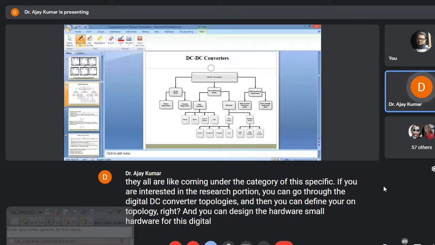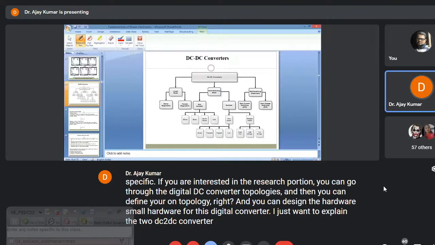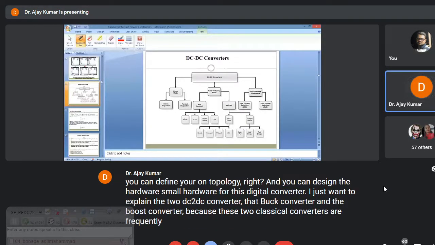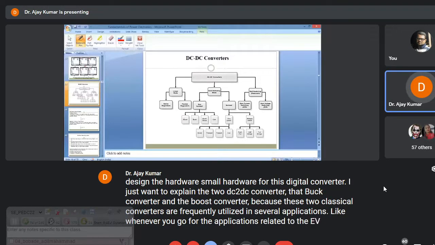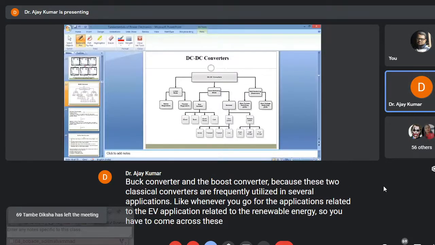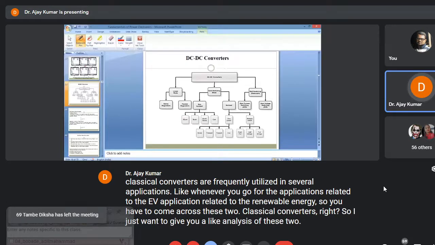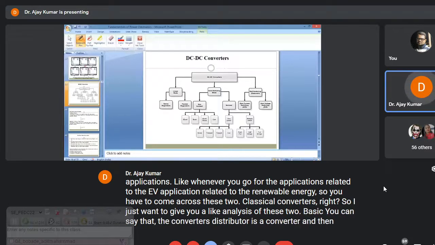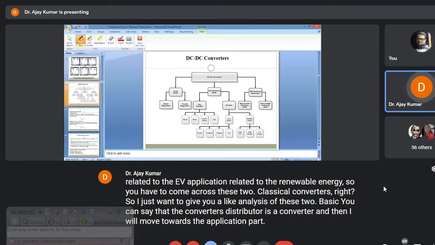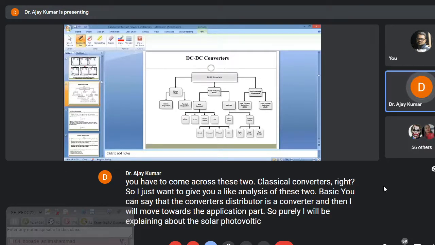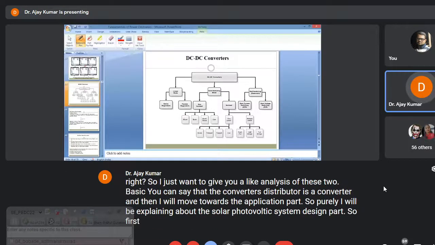I just want to explain two DC to DC converters, the buck converter and the boost converter, because these two classical converters are frequently utilized in several applications. Whenever you go for applications related to EV or renewable energy, you have to come across these two classical converters, right? So I just want to give you an analysis of these two basic DC to DC converters, and then I will move towards the application part. Purely I will be explaining the solar photovoltaic system design part. So first go through this DC to DC converter part.